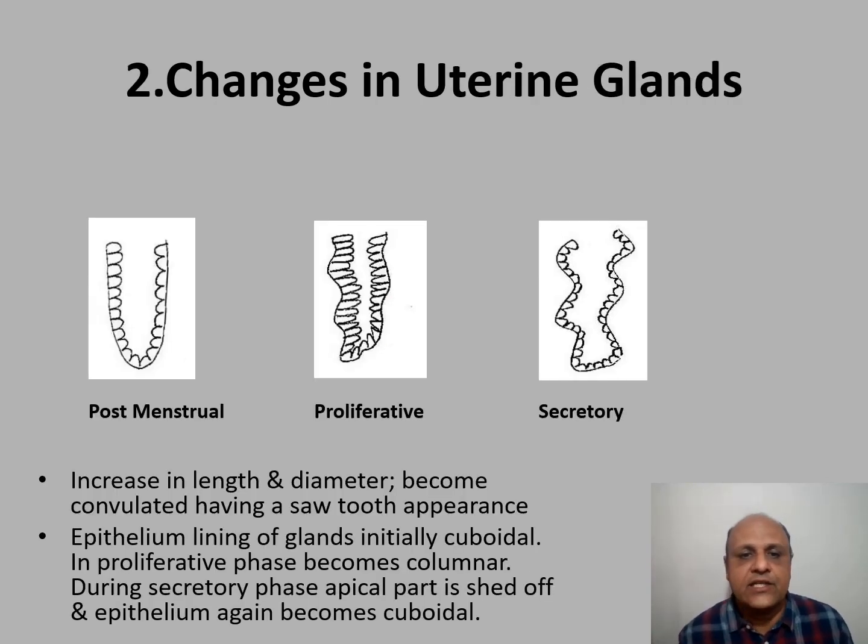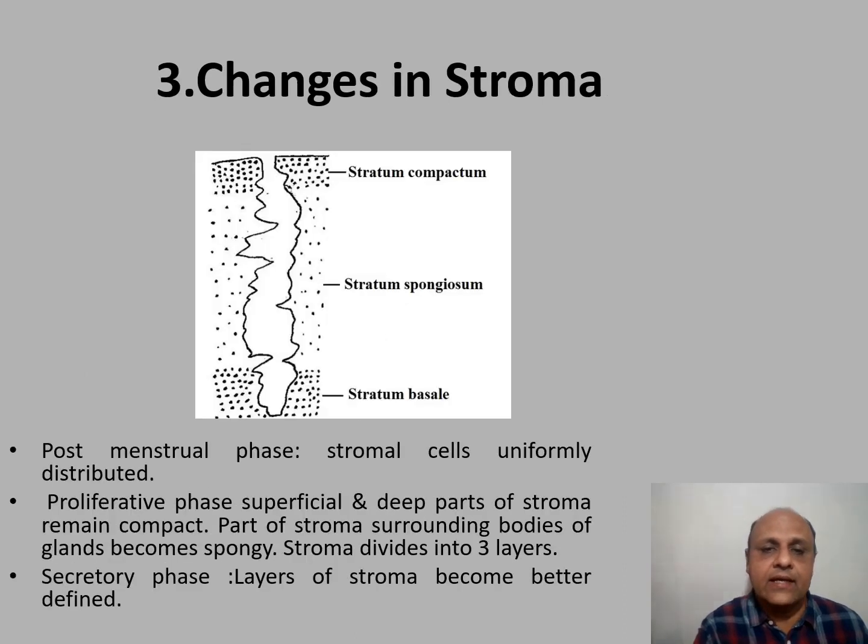What are the changes in the uterine glands? Well, in the postmenstrual phase, you can see the image here. Here the cells are cuboidal in the postmenstrual phase. So in the proliferative phase, they become columnar and their apical parts are full of secretions. These parts are eventually shed off, and again in the secretory phase, the epithelium becomes cuboidal. So there are changes taking place in the uterine glands.